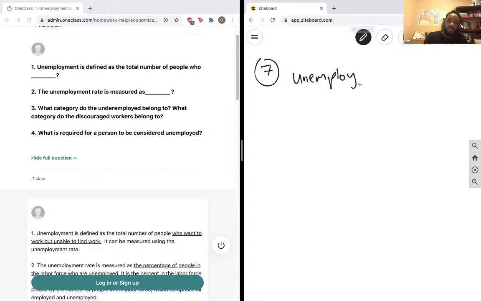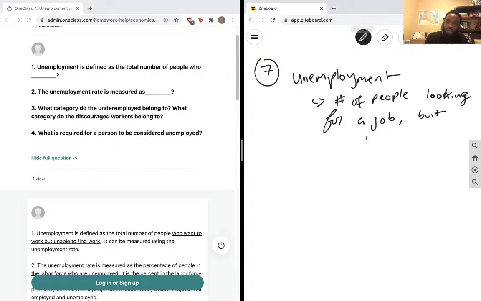So unemployment is the number of people looking for a job but are unable to find one.